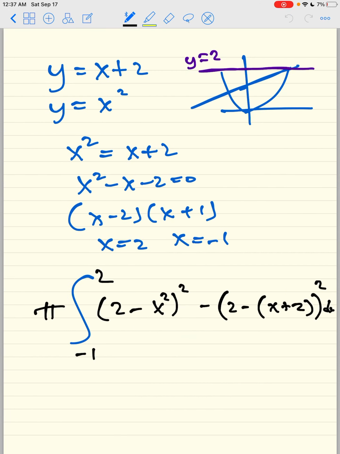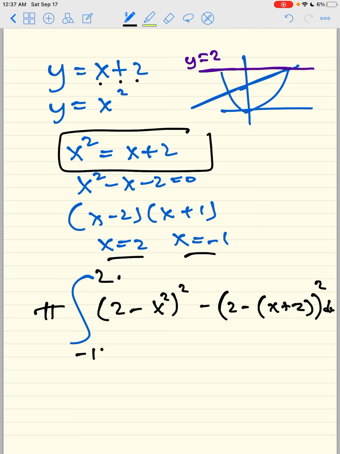Great. And here is our final question. I'm so sorry, I made another error. I had x plus 1 on your paper, I have to do x plus 2. So you set them equal to each other, you solve for their intersection, and then in this problem, you're only going to have to set it up.